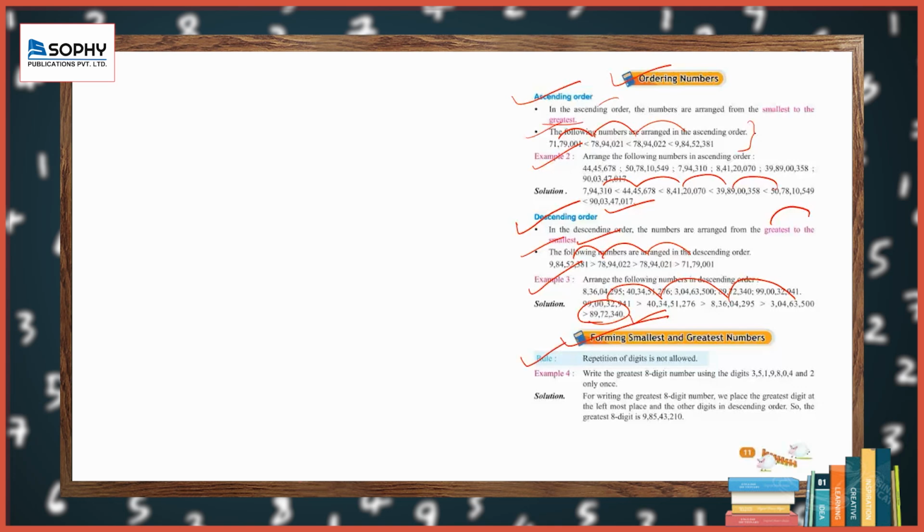The rule is simple, students. Repetition of digits is not allowed. In example number 4, we have to write the greatest 8-digit number using the digits 3, 5, 1, 9, 8, 0, 4 and 2 only once. In the solution, for writing the greatest 8-digit number, we place the greatest digit at the leftmost place and the other digits in descending order. So the greatest 8-digit number is this.